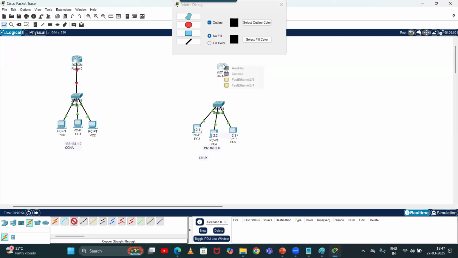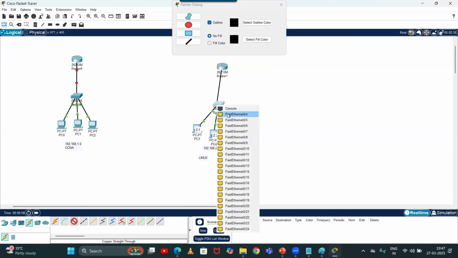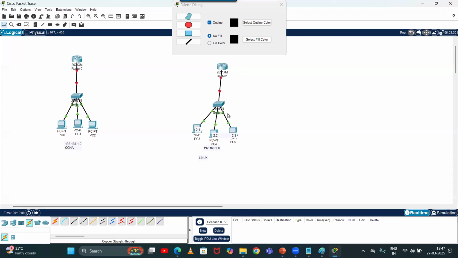From router to switch, I'll give the physical connection on the other end also. Okay, now my router can communicate with, see, this router is connected to this network, and this router is connected to this network. Again, we also require connectivity between these two routers. Then what I will do is, I'll give the physical connection from the first router to the second router.